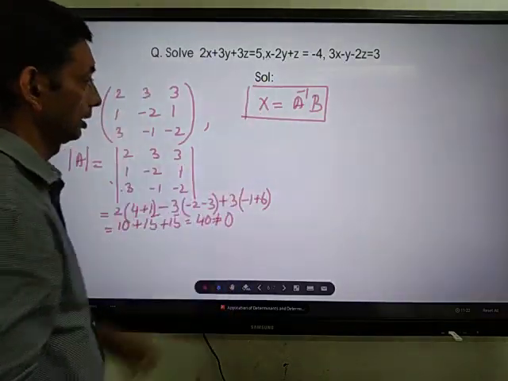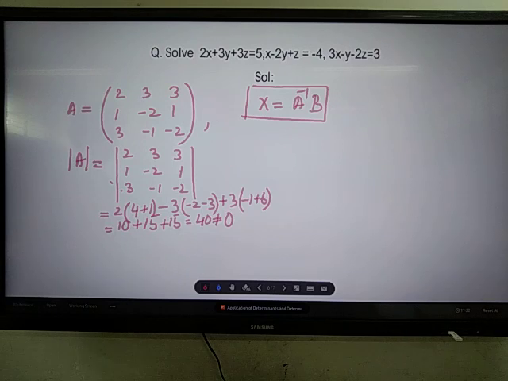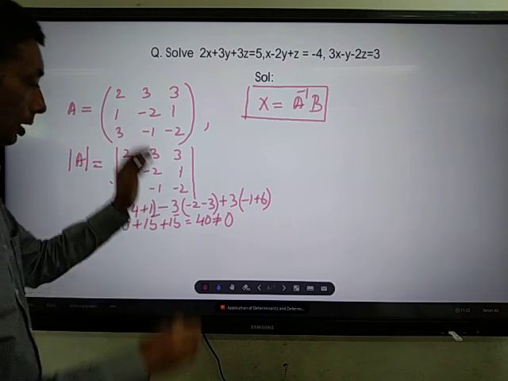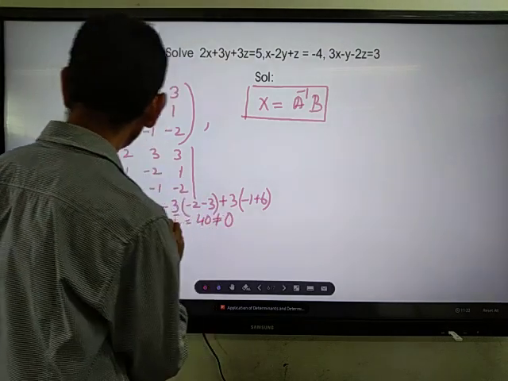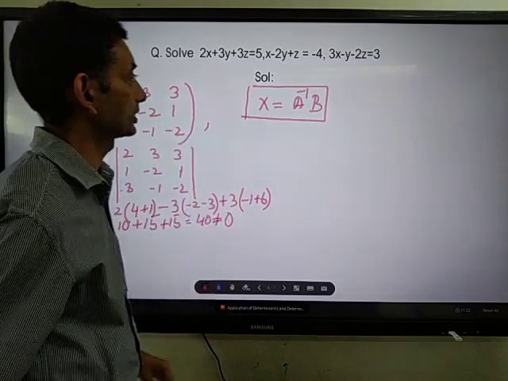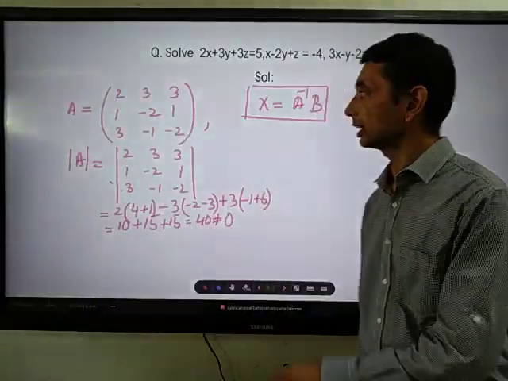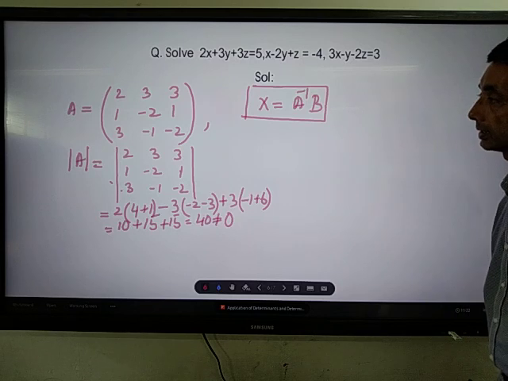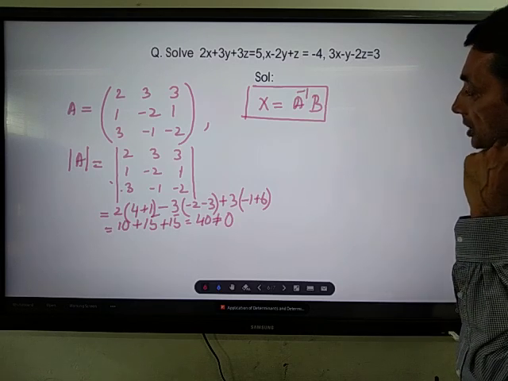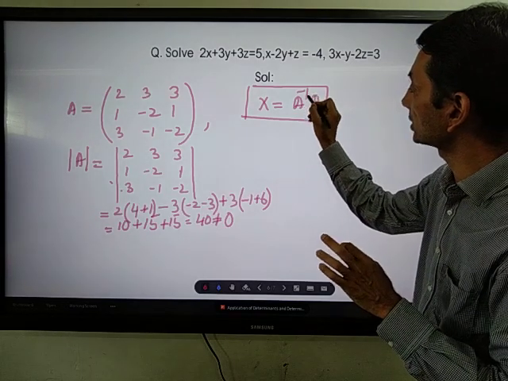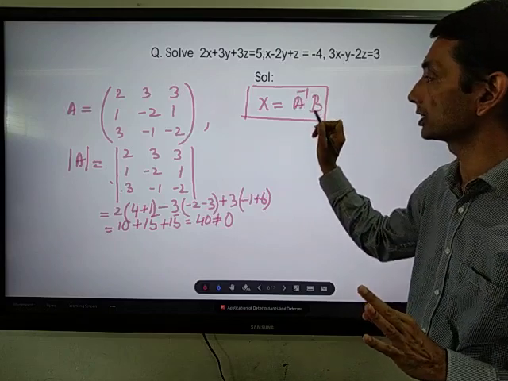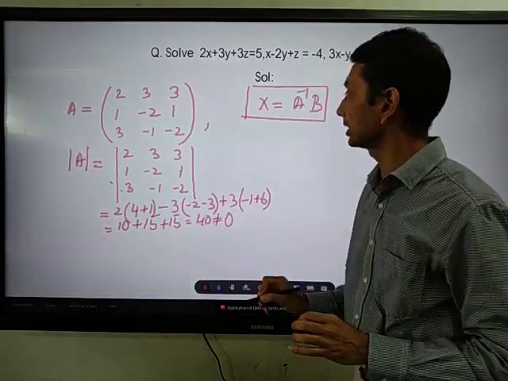We have discussed the previous question also. X is equal to A inverse B. Now, what we did, we know this system will have unique solutions. Okay, since the system will have unique solutions, we need to calculate A inverse and B. So for A inverse, already 1 by determinant A you have calculated.